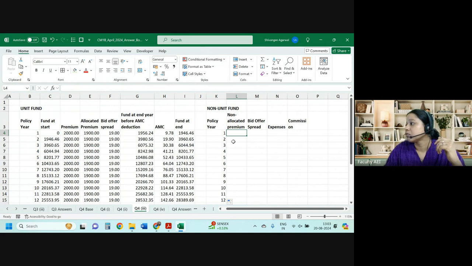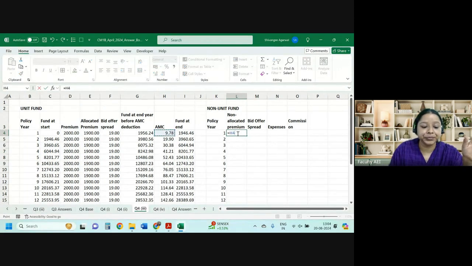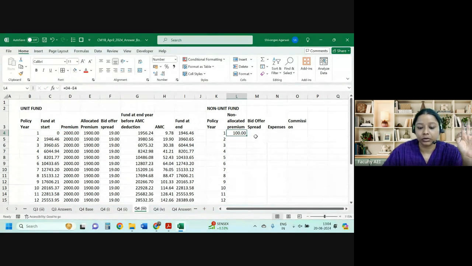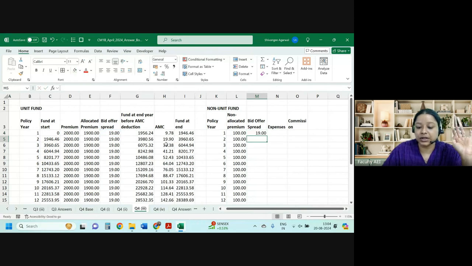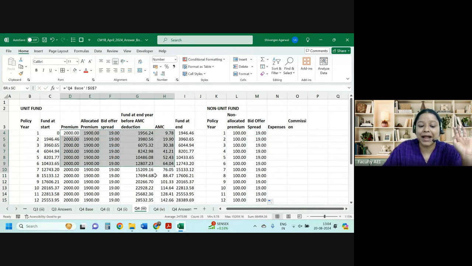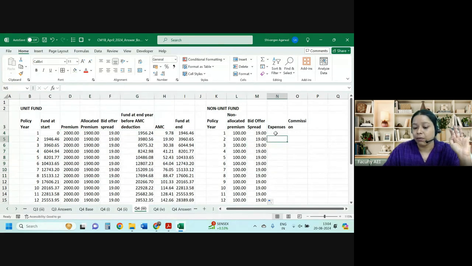Now these are very basic non-unit fund cash flows that we do. Non-allocated premium will be premium minus allocated premium. They have given bid offer spread separately. We will add this, we subtract this over here, here we add it.